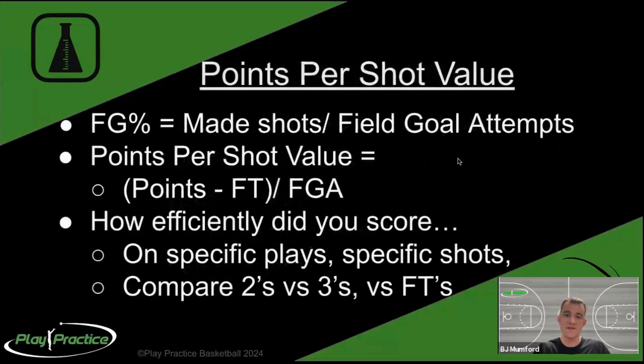So points per shot value is the solution to this problem. Just like field goal percentage is calculated by your total number of made shots divided by your total number of attempted shots, points per shot value is calculated by your total number of points without including free throws, because we're just talking about field goals for now, divided by your field goal attempts. So points divided by attempts instead of made shots divided by attempts. And this gives you a lot of different intelligence. So it really is the best measure of efficiency. How efficiently did you score?